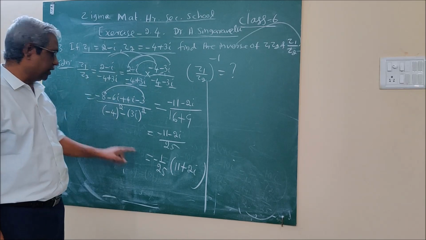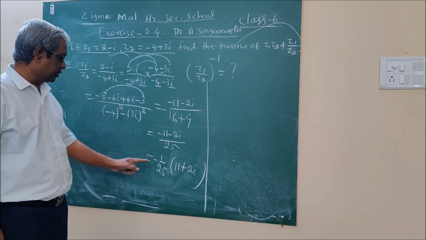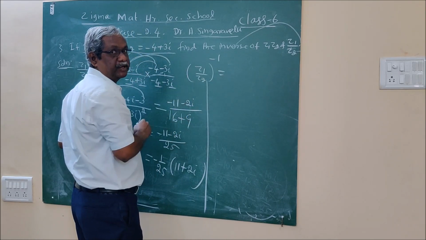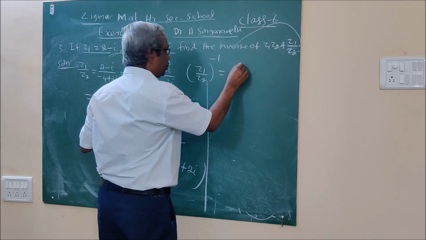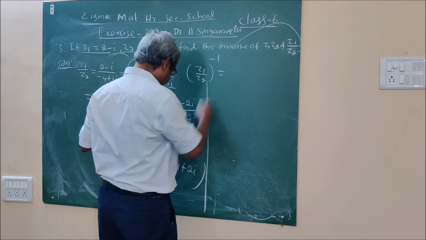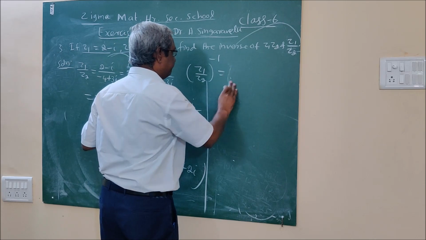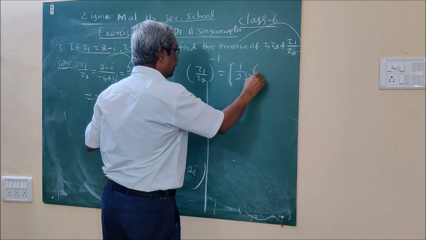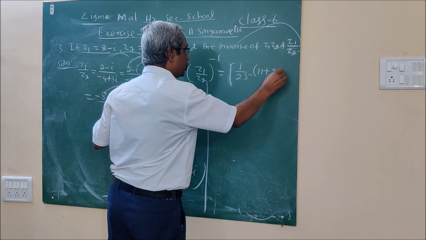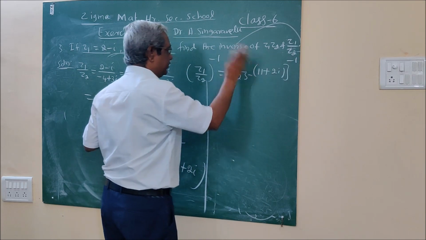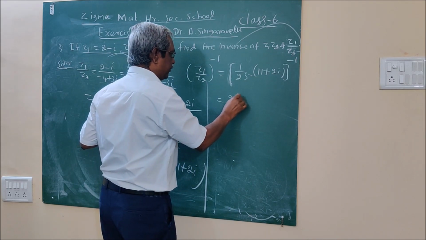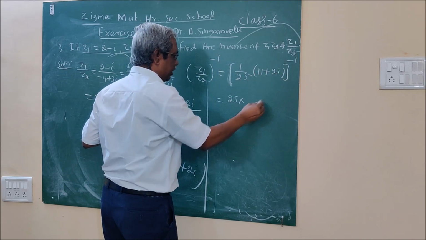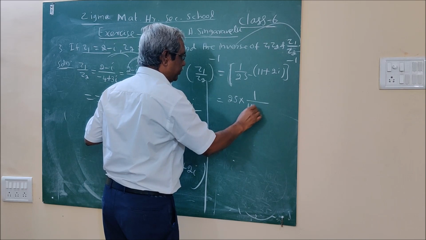So now z1 by z2 is this, z1 divided by z2. Now we want to find z1 divided by z2 whole power minus 1, inverse. That means reverse this. That is, minus 1 by 25 into 11 plus 2i whole power minus 1. Just reverse this. So we get 25 into reverse this, denominator becomes numerator: 1 by 11 plus 2i.